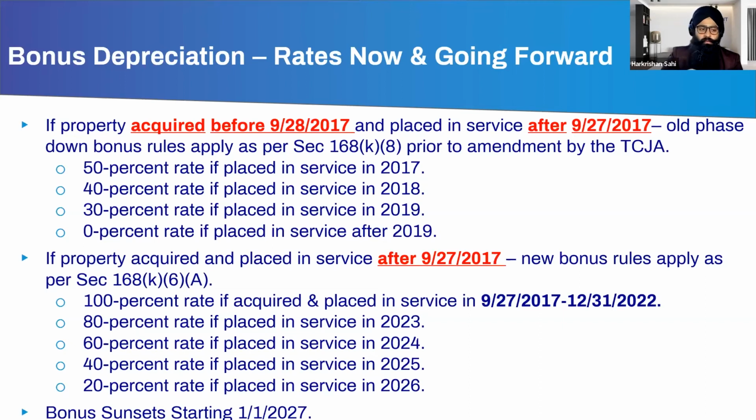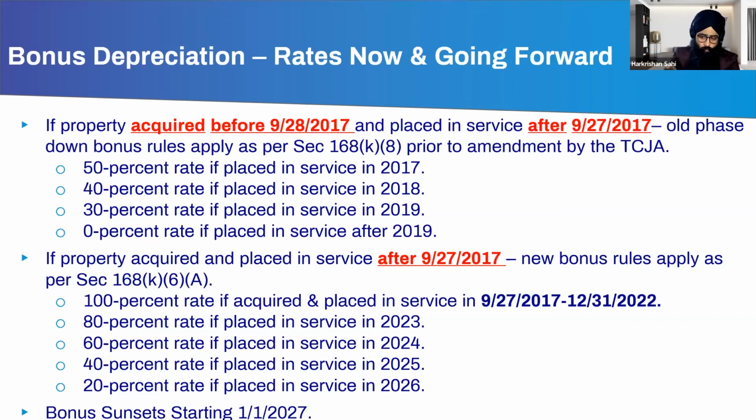Yep. So this is the last slide that I want to talk about, and I want to take this away from people. If people want to take a screenshot, you might have slides on this. If you have property acquired before 9/28/2017 and placed in service after 9/27/2017, the old phase-down bonus rules apply, and you can find that under IRC section 168(k)(8). Prior to the amendment by the Tax Cuts and Jobs Act, you get 50% bonus if placed in service in 2017, 40% in 2018, 30% in 2019, and 0% after 2019.